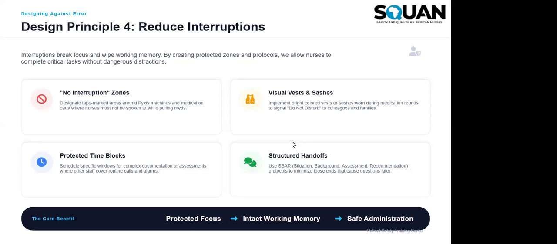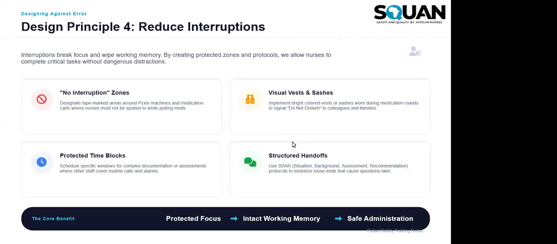So the first one there is, like I said, no interruption zone. Some people even wear visual vests. They wear a vest and at the back of the vest, it says no interruption. So when you see that person, the person writes do not disturb at the back of their shirt, it means don't ask me any question. I'm trying to do something critical for my patient.